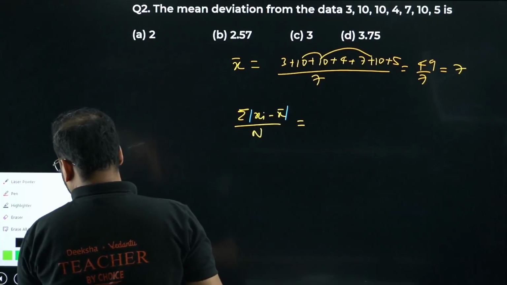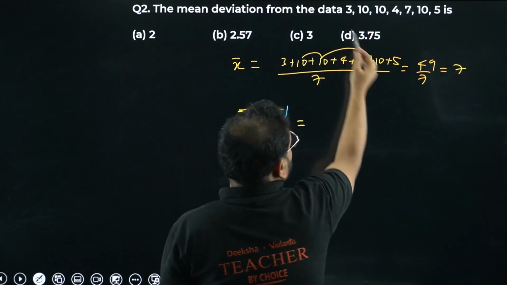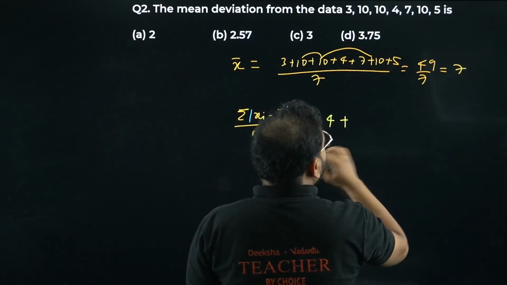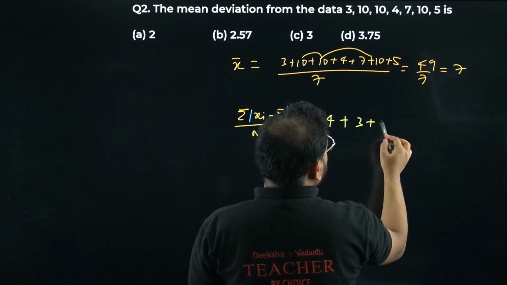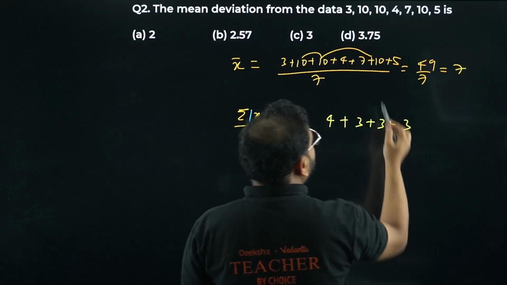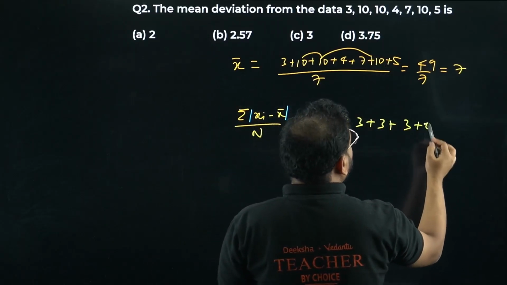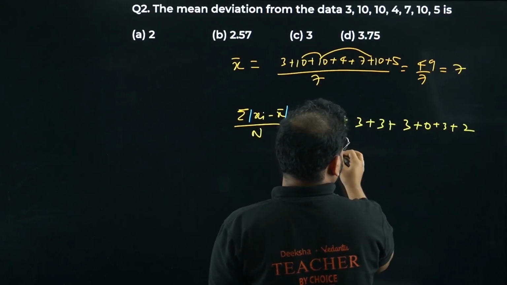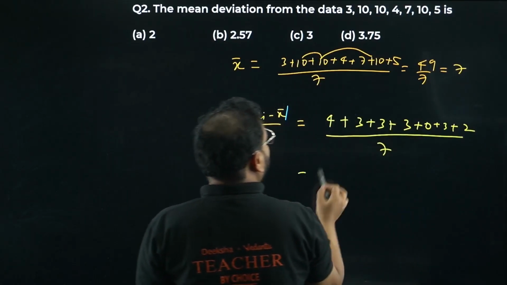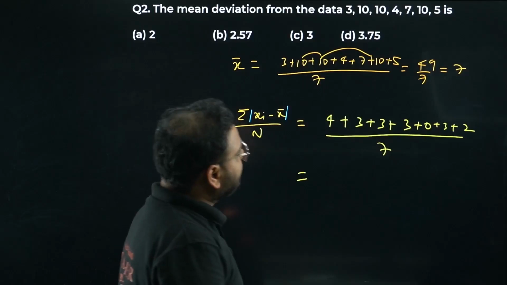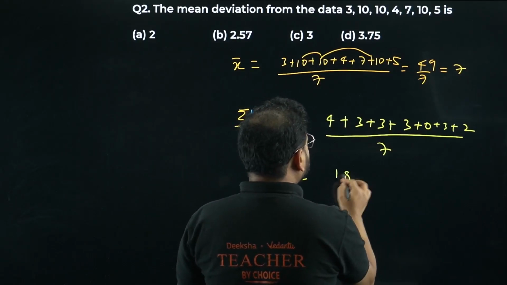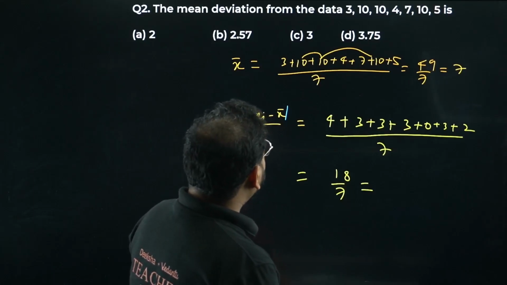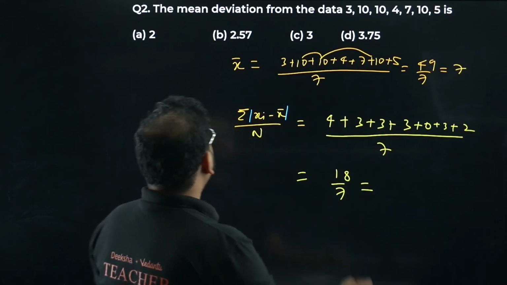All right, so let's start. We'll have 3 minus 7, so negative is there, but it will become 4. Again we'll have 10 minus 7, so 3, 10 minus 7, again 3, 4 minus 7, again 3, 7 minus 7, again 0. You'll have 10 minus 7, you'll have 3, and 5 minus 7 will be minus 2. Mod will make it positive, so plus 2, by 7. 4 plus 3 is 7, plus 3 is 10, plus 3 is 13, plus 3 is 16, plus 2 is 18, by 7. Any option like this? 7 2s are 14. Less than 3, more than 2. Option B is right.